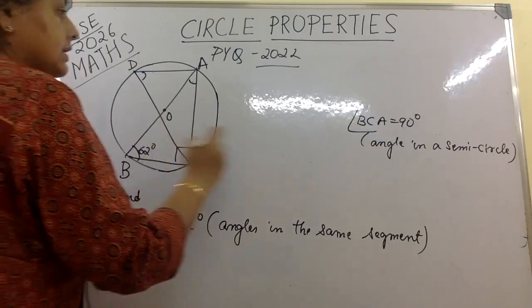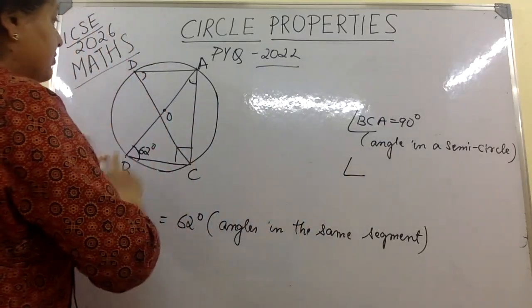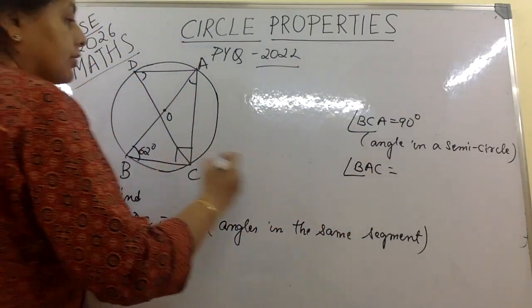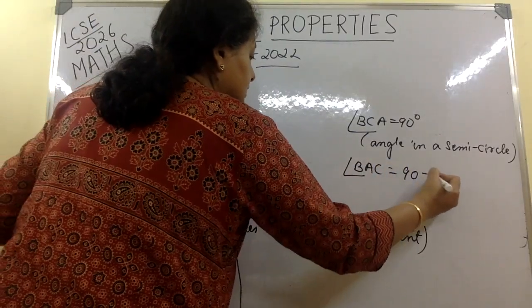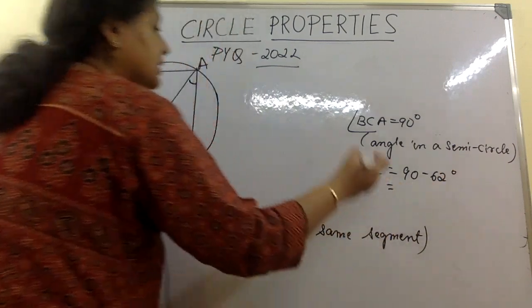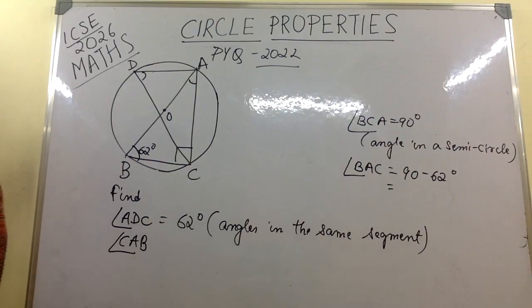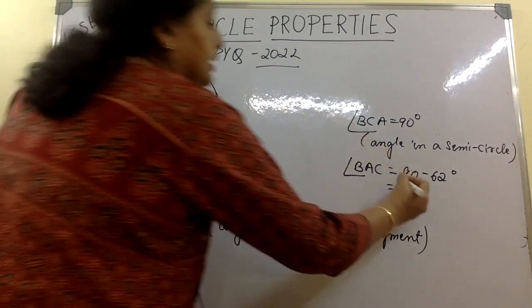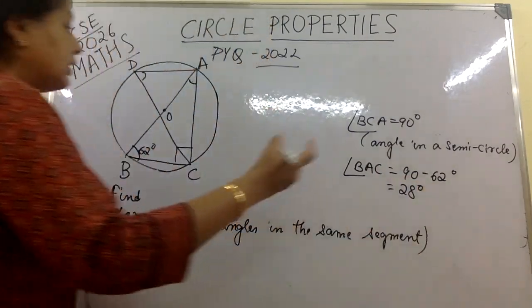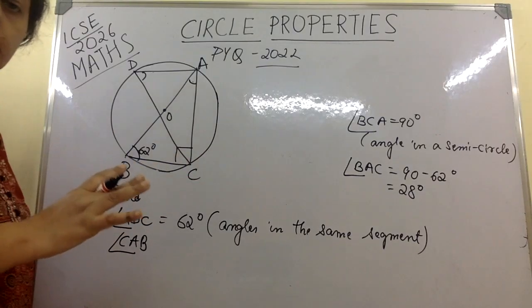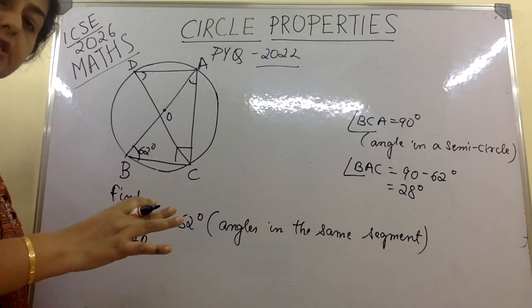Now this is 90, therefore angle BAC is equal to 90 minus 62. Now let me know in the comment section why I wrote straight 90 minus 62. And that comes to 28 degrees. If you have the time, you can write the triangle sum property over here. So it is a very small question, it can come in the MCQ also.